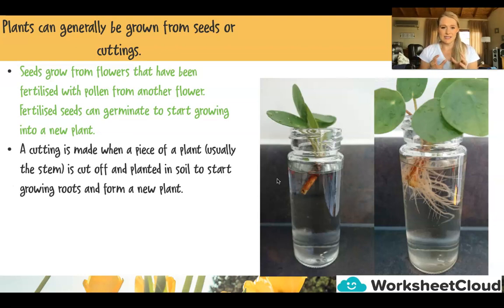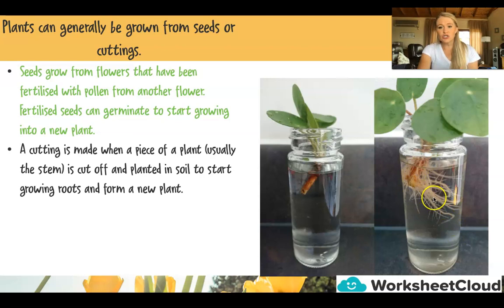Then a cutting is made when a piece of a plant, and it's usually the stem, is cut off and planted in soil to start growing roots and forms a new plant. So what we have here in this picture is actually a cutting. It's a part of a plant that's literally been snipped by the stem, and that part of the plant is then immersed in water, so it's placed in water, and you can see over time, look what starts to happen.